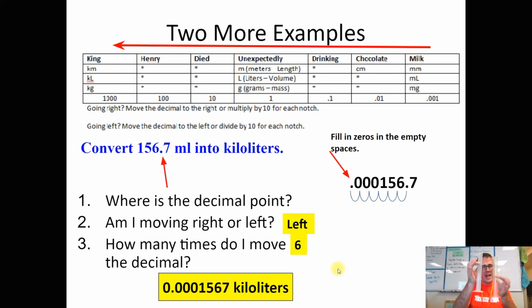That's still about 1 and a half of these. But if you're going to measure with a big thing like a kiloliter, that's how you might measure like swimming pools. Well, that's not very much liquid, so hopefully it makes sense that it's kind of a tiny number now.